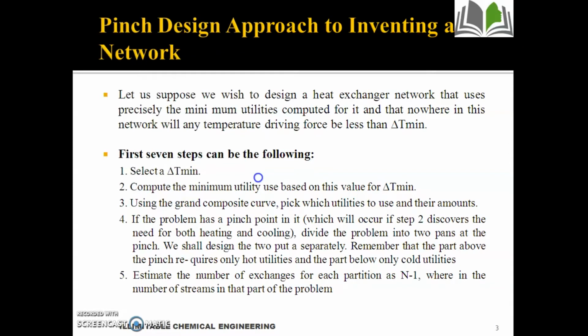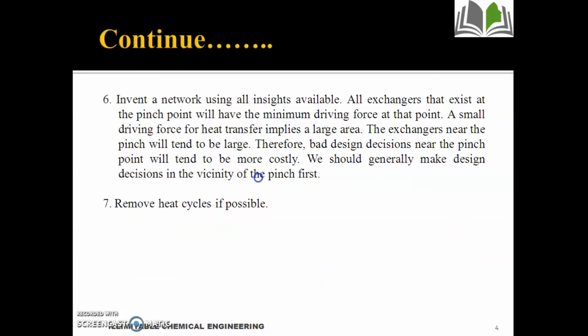So we'll design the two parts separately. Remember that the part above the pinch requires only the hot utilities, and the part below the pinch will require only the cold utilities. The fifth one is to estimate the number of exchangers for each partition as n minus 1, wherein n is the number of streams available in that part of the problem.